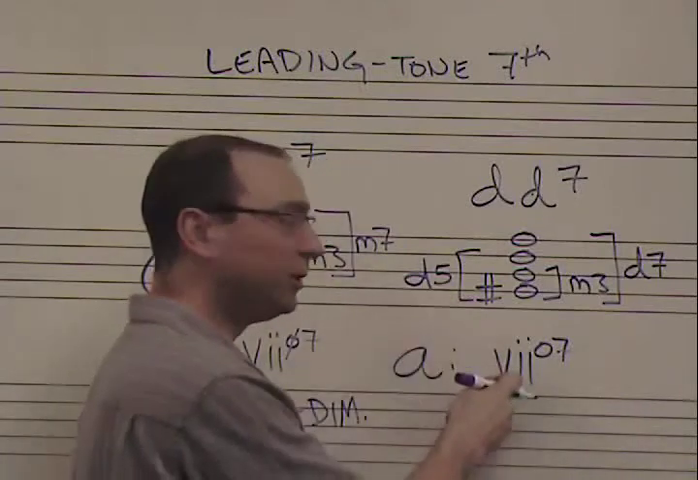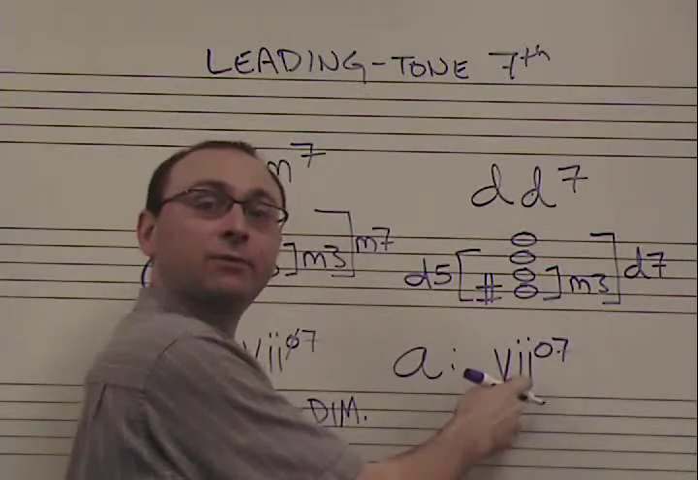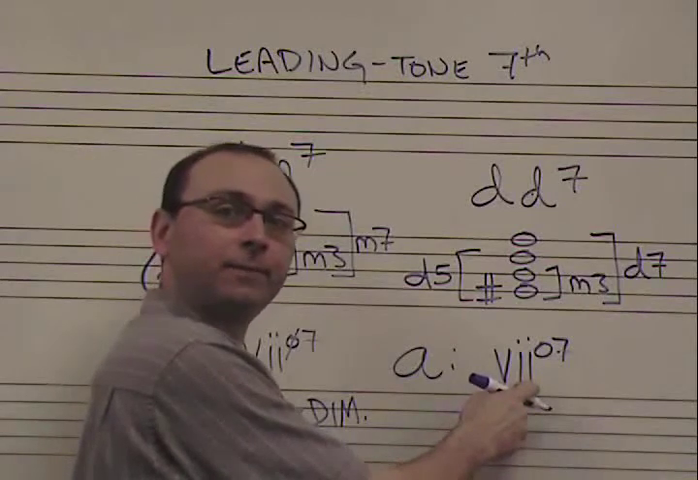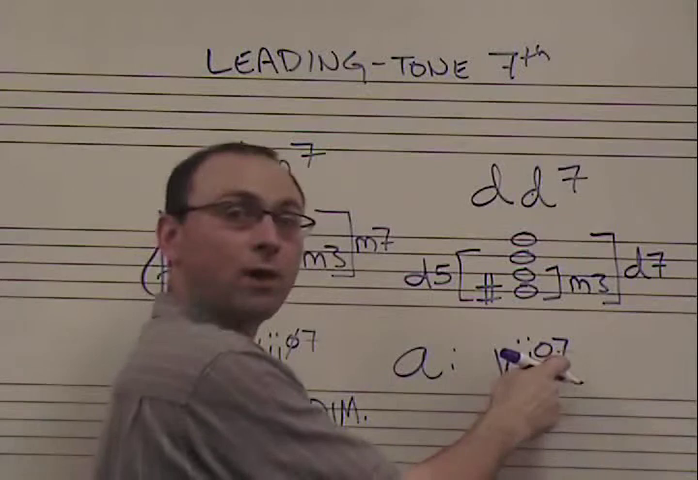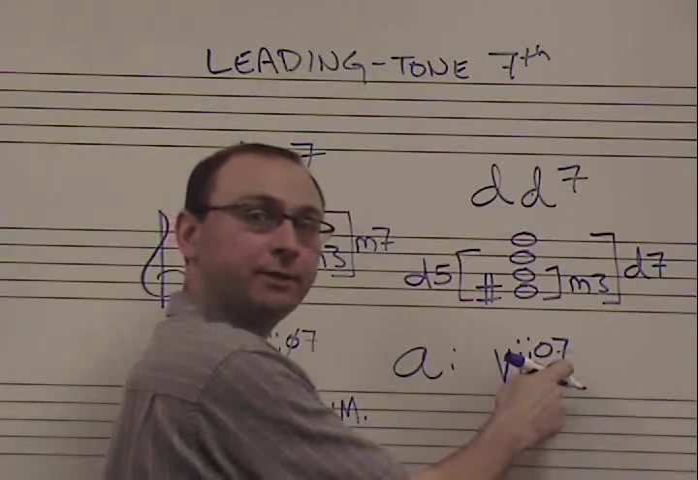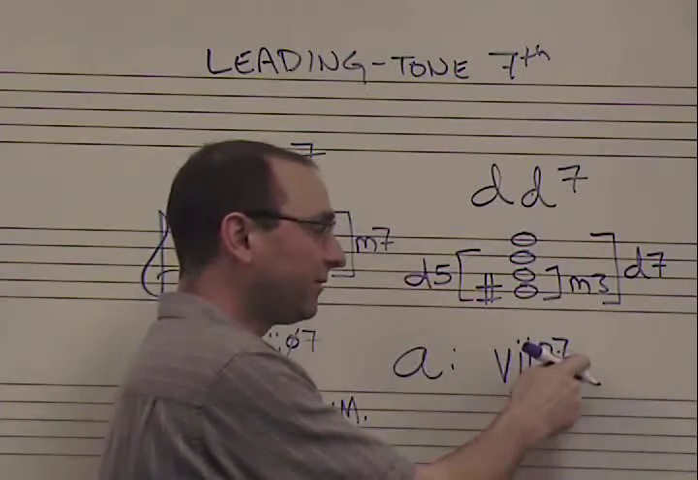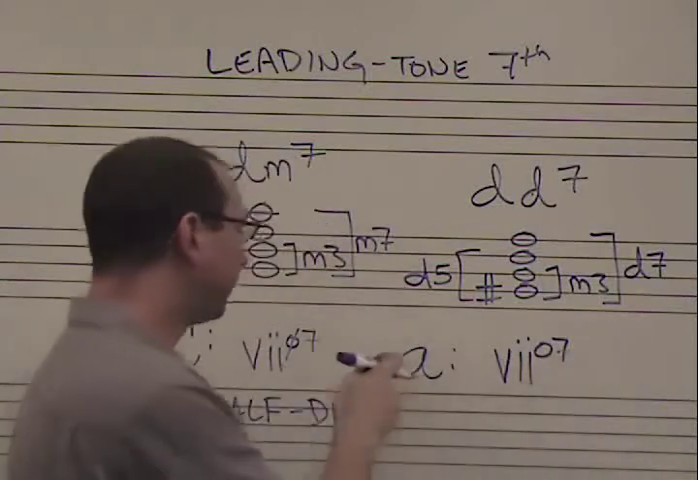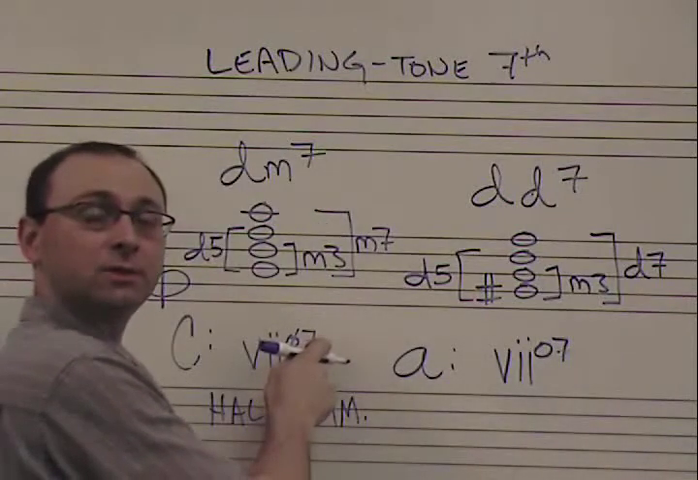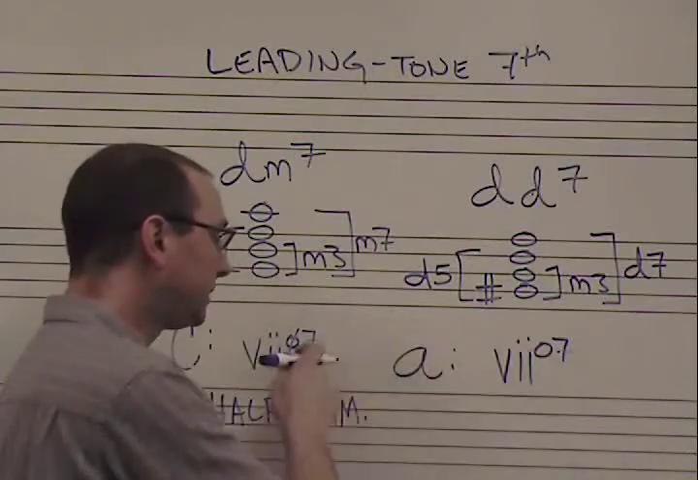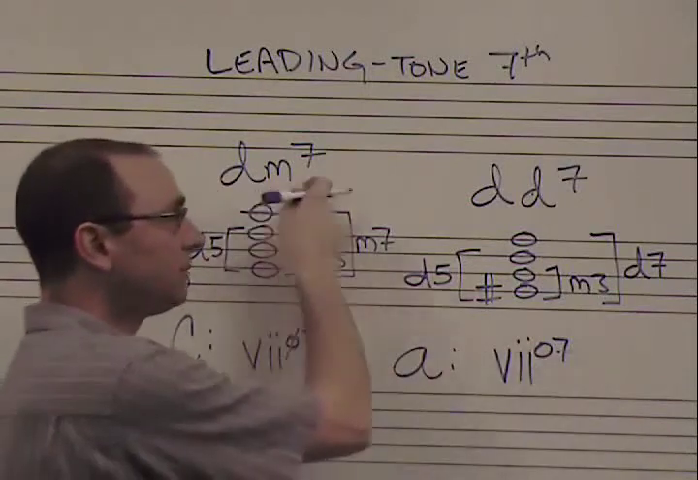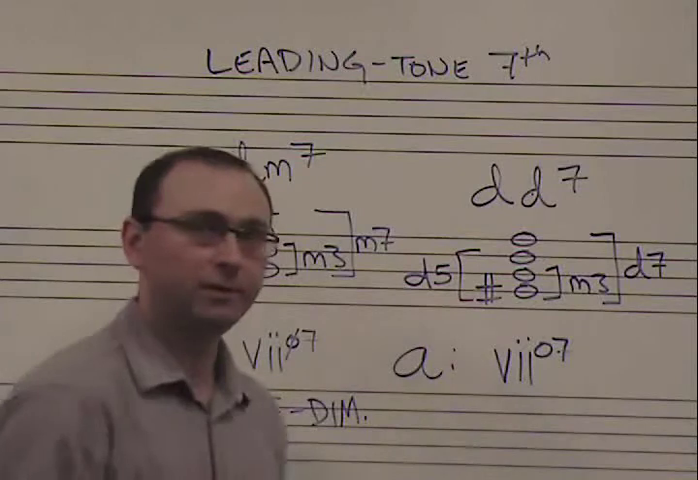You can see the Roman numeral reflects the root factor as being the 7th scale degree. The quality of the chord is diminished, and it has a 7th factor. Compare the circle with the circle that has the slash through it. That's how we make a distinction between diminished minor and diminished diminished.